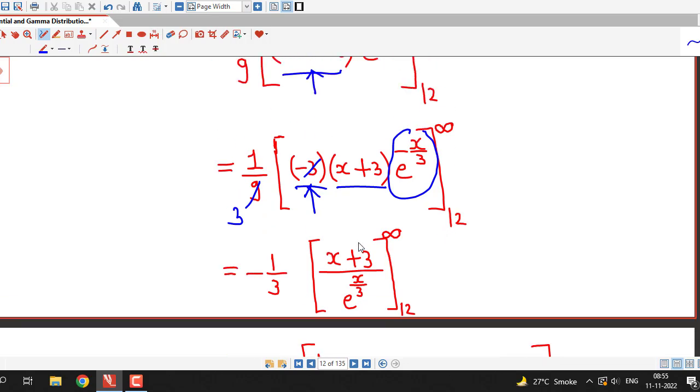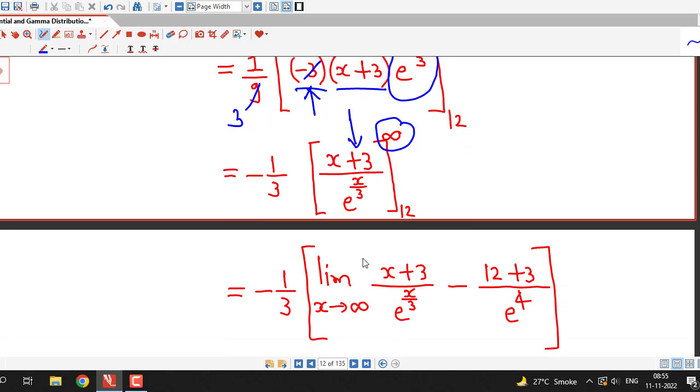Now first I have to consider the limit of this function as x tending to infinity, and then I have to put x equal to 12. So I have written it in this way: the value of this function as x tending to infinity, written in the form of a limit, the limit of x plus 3 over e raised to x by 3 as x tending to infinity, minus x equal to 12, that is 12 plus 3 divided by e raised to 12 by 3, that is e raised to 4.